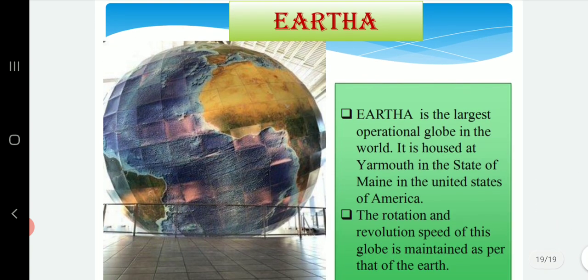Eartha is the largest operational globe in the world. It is housed in Yarmouth in the state of Maine in the United States of America. And the revolution and the rotation of the globe is maintained as per the earth only.